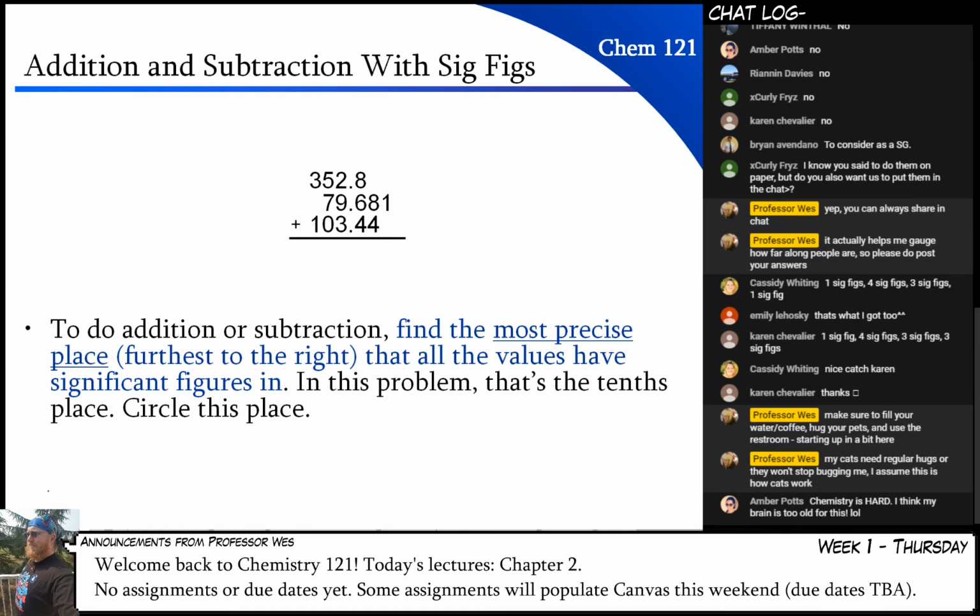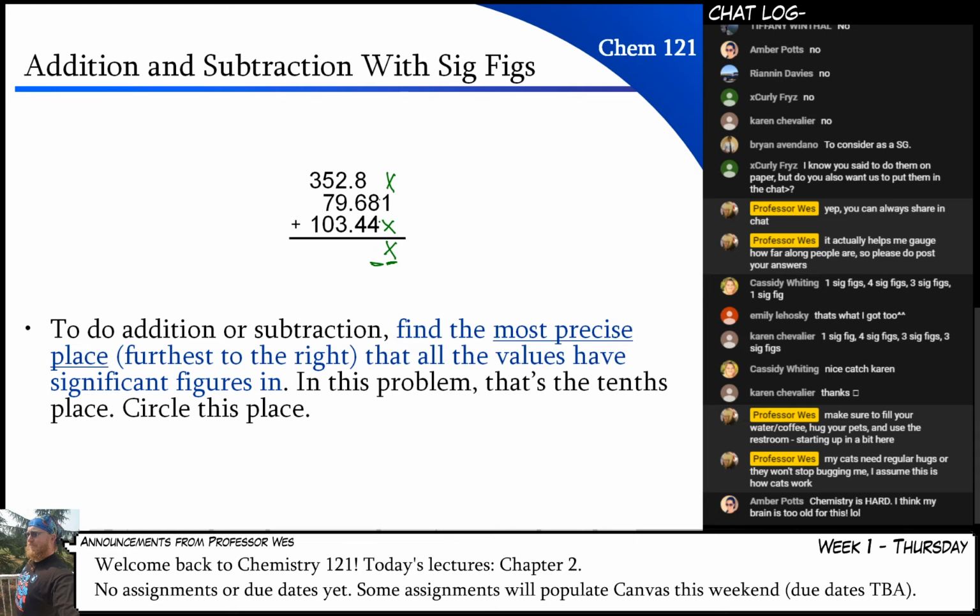So the way that we're going to do this in this class is to follow the following algorithm. And here's how this works. The first thing that you're going to do is start from the right side, over here somewhere, and consider which position contains significant figures for all of the values you're looking at in the problem. So I'm going to start over here in the thousandths place. Is there a significant figure in every value that we are adding together? And the answer is, well, no, because there's not a significant figure here or here, so I can't use this place.